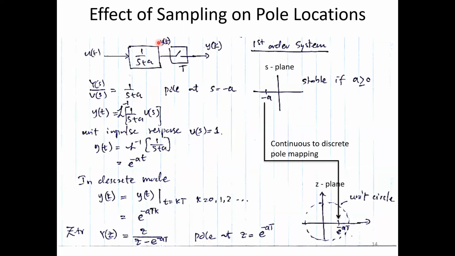Then if you want to calculate y(t), because you want to figure out what sort of changes are introduced by the sampler, we want to get to y(t). So y(t) is the Laplace inverse of 1 over s plus a times U(s) for a given input, right? Again, if you further assume that the input is an impulse, then U(s) is 1, just an impulse. Then the inverse Laplace is just 1 over s plus a. And if you look at the Laplace table, it is e to the power minus at, pretty obvious.